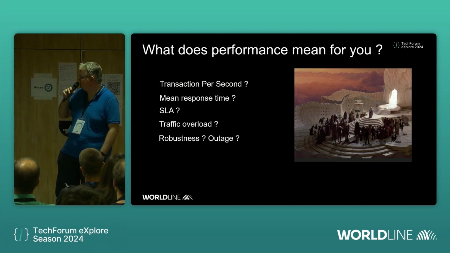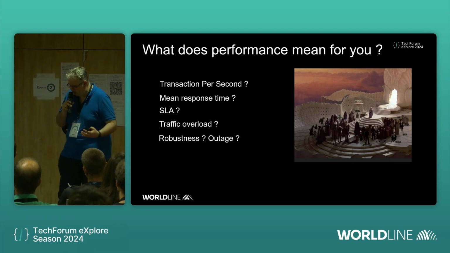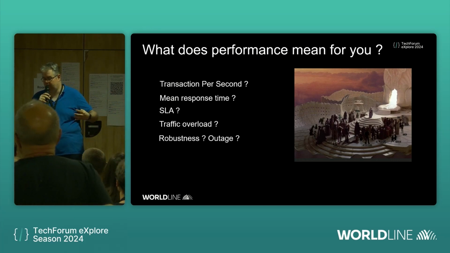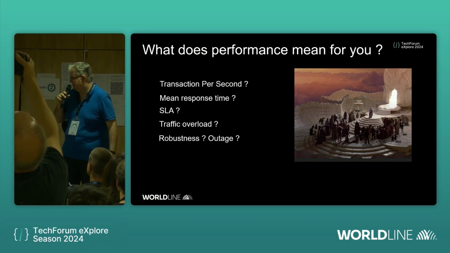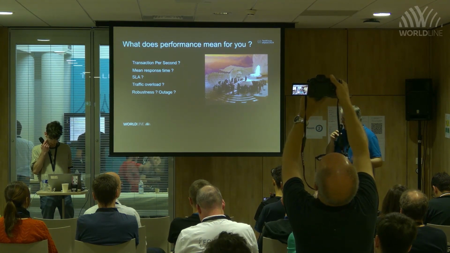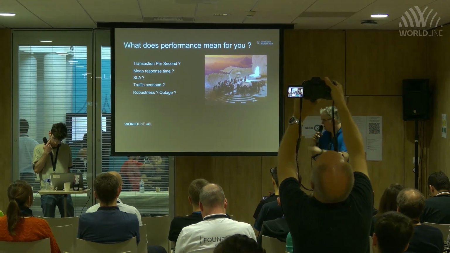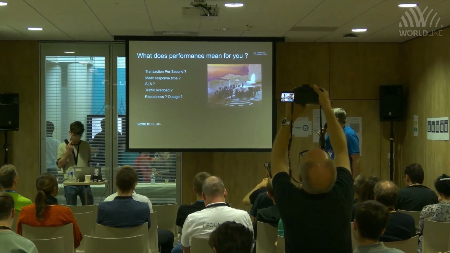Some people will go more in the robustness area and say, oh, what if our platform receives way more traffic than expected? What will happen? Will it explode? Or what happens if there is an outage, even internally, or maybe a third-party service that you are calling has an outage? What happens to our platform? And all those topics are good topics in terms of performance testing.